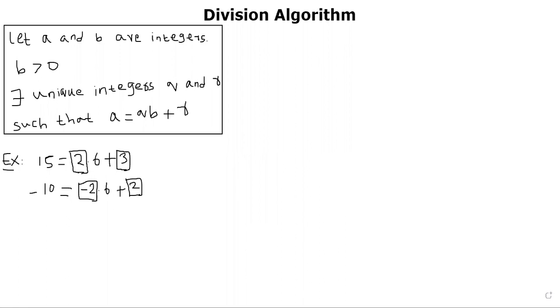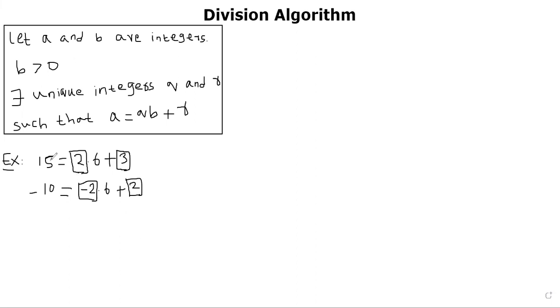Hello, welcome back. In this segment, I will talk about the division algorithm, which is one of the fundamental theorems in number theory. Although I call it division algorithm, it is more of a theorem rather than an algorithm, but the proof has the idea for how to construct a division algorithm. Okay, so let me give you an example first before I talk about the general theorem.